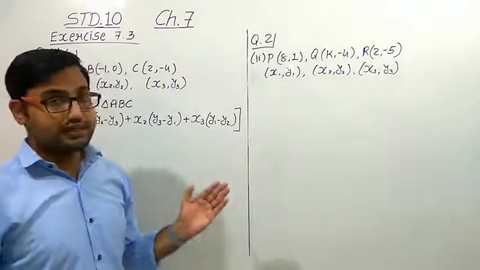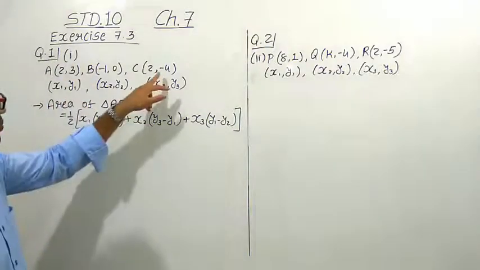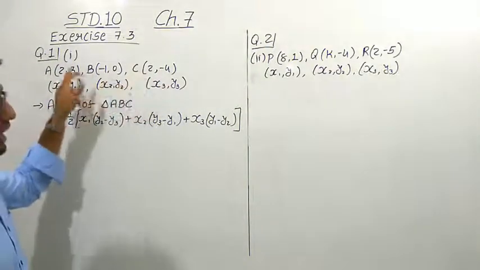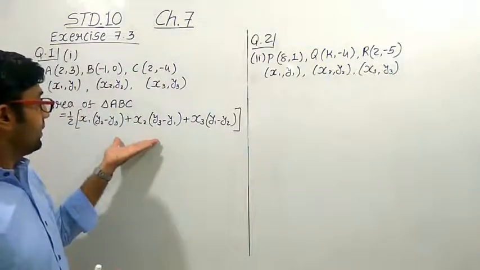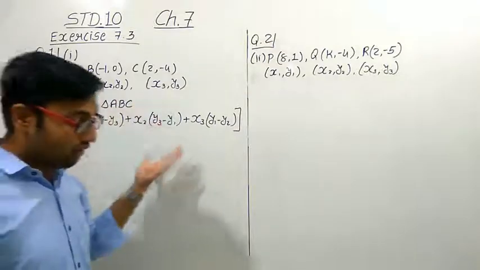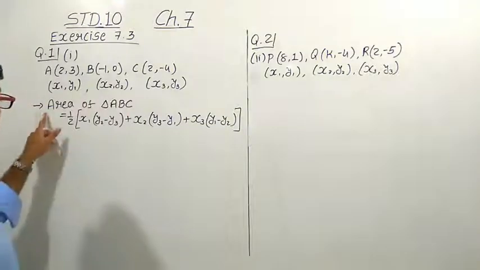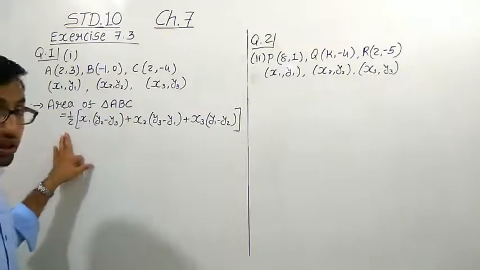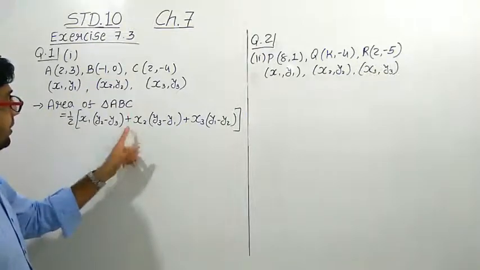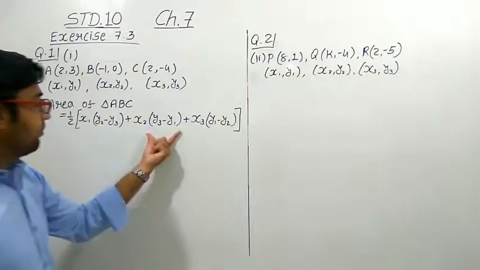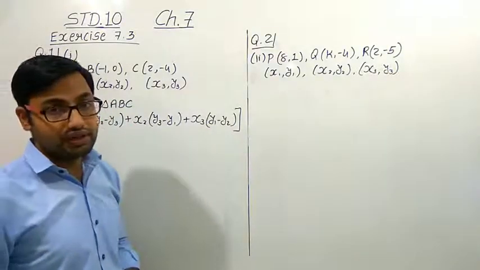It is not necessary to give x1 y1 to the first point only, right? You can give it to this point also. Whenever you apply this formula, whatever names you have given, you will find the same area. So the area of the triangle, we know the formula, that is 1/2 [x1(y2 - y3) + x2(y3 - y1) + x3(y1 - y2)].